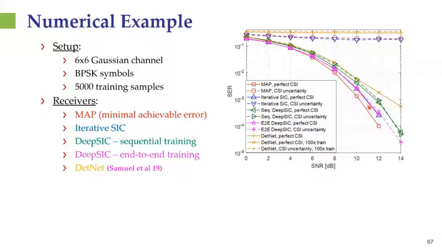Now, the purple curve and the green curve here are the performance achievable using the proposed architecture, whether it's trained in an end-to-end manner or trained sequentially. As we can see, the performance comes quite close and even essentially coincides with the model-based algorithm, which, as we can see here, achieves relatively good performance, which is quite comparable to the minimal achievable error rate. For comparison, this is DetNet, the unfolding based, which is trained here using 100 times more samples compared to the ones we use for training DeepSIC.